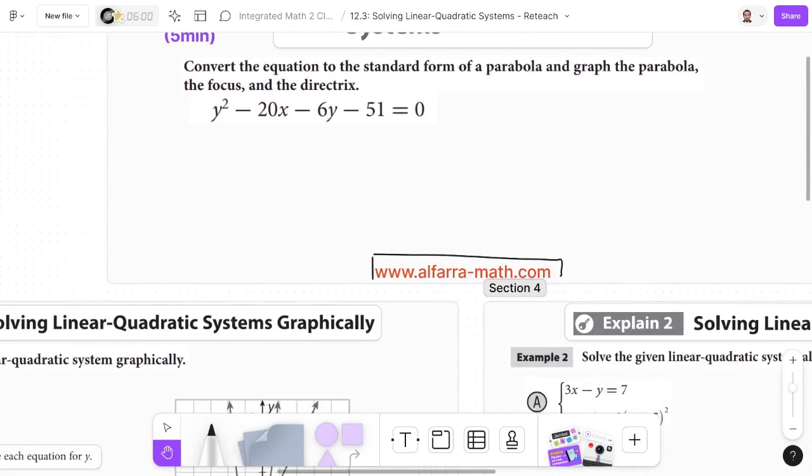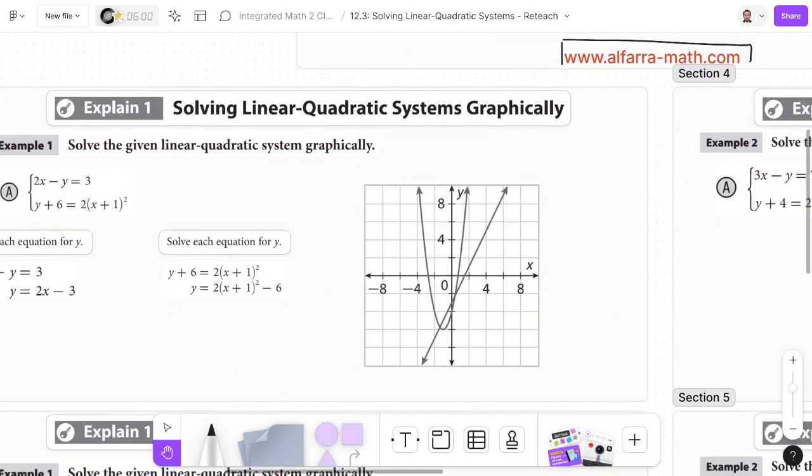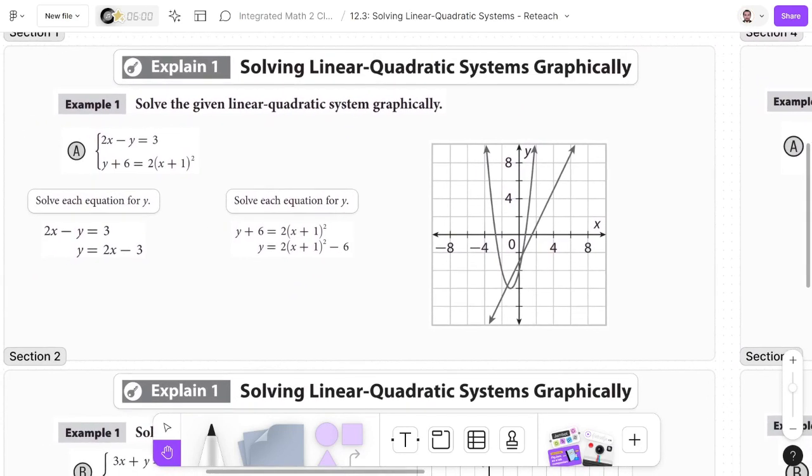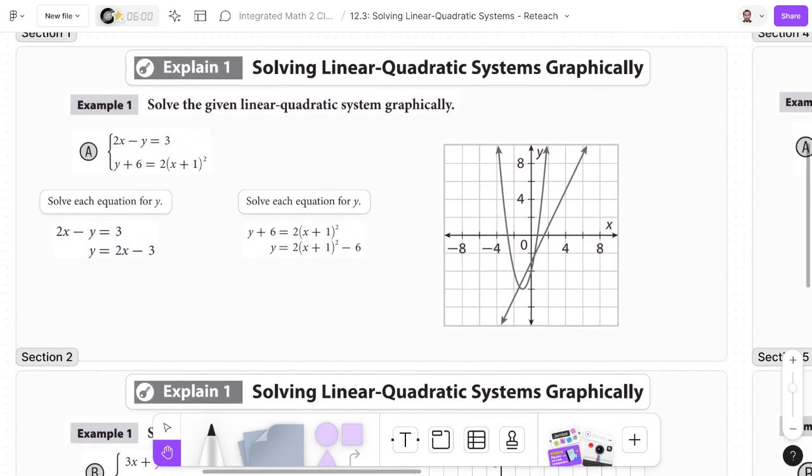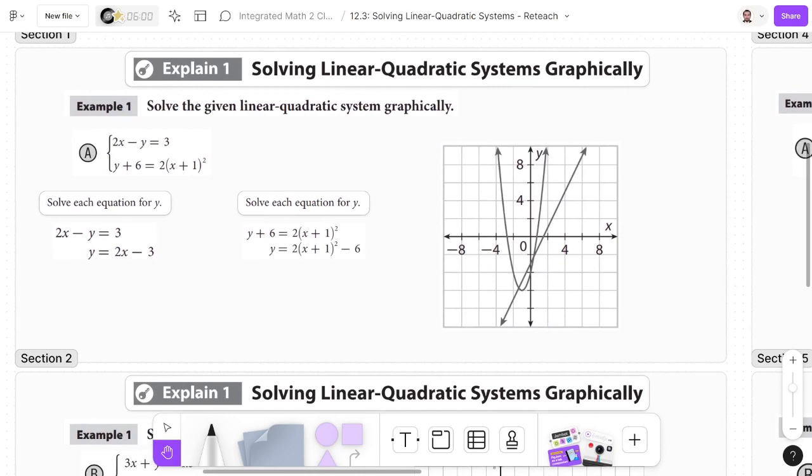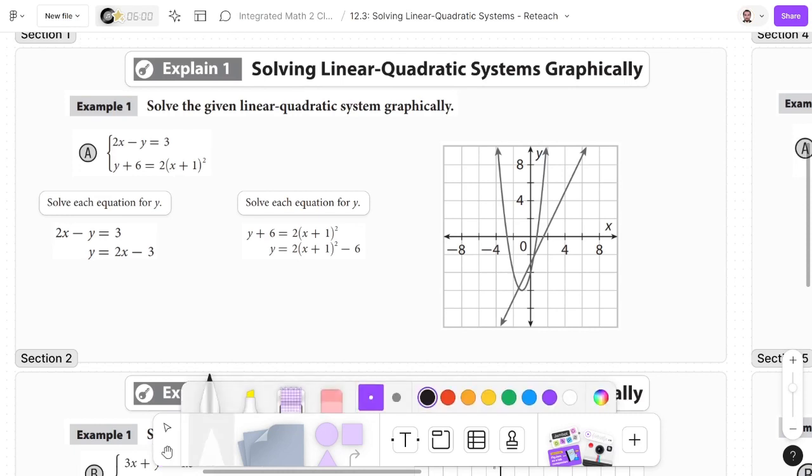Now, let's start with the first part of the lesson, solving linear quadratic systems graphically. As you know, solving a linear system graphically, we have here an example. Solve the given linear quadratic system graphically. We have the first equation here, 2x minus y is equal to 3. Then we have the other equation here, y plus 6 equals 2x plus 1 squared.